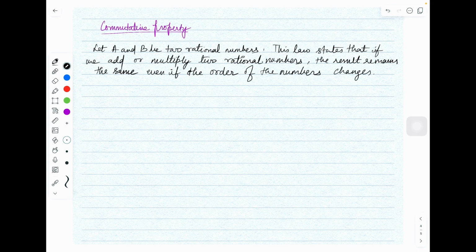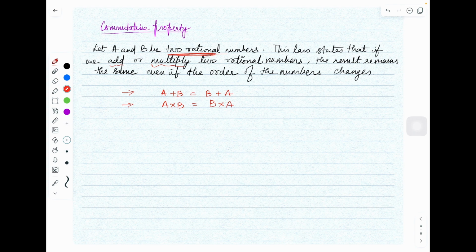What does this mean? It is telling about add or multiply only, for two rational numbers. It says that if you add or multiply two rational numbers, the result remains the same even if the order of the numbers changes. Order of the numbers, not operation. So let me write: it states that a plus b equals b plus a. Understood? a into b equals b into a.